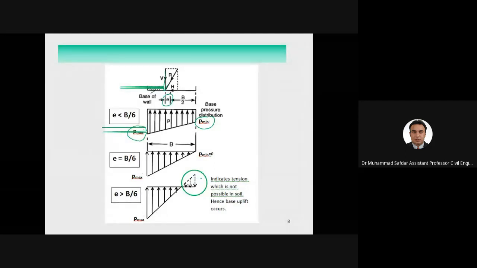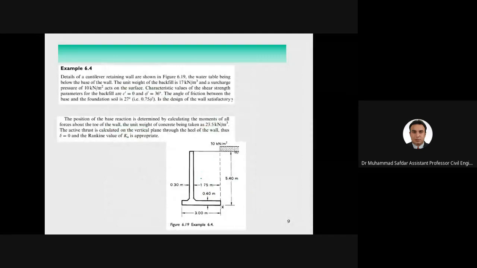Now we will solve two examples today, and we will understand how we can find out and how we can design the retaining wall.